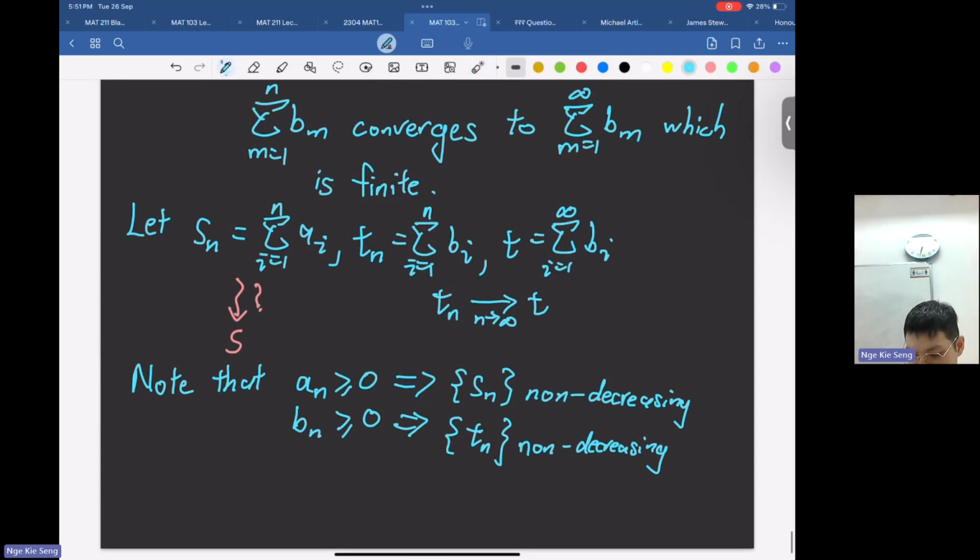So very obviously, we have Sn is bounded below by 0. Okay, how about bounded above? Is it bounded above or no? Bounded above by Tn.